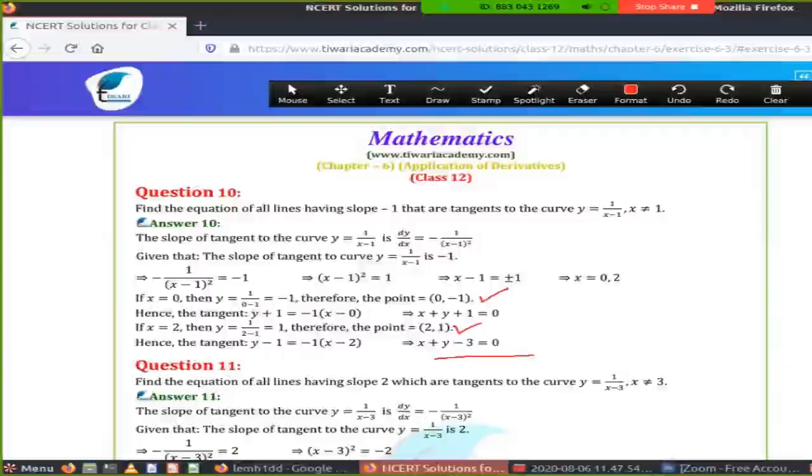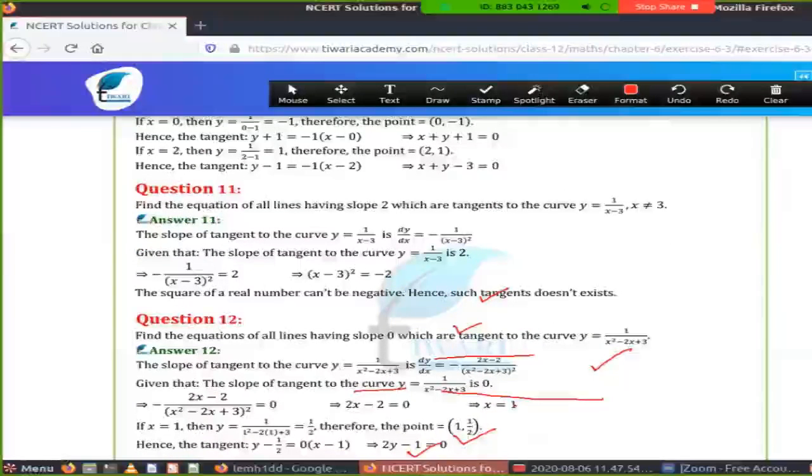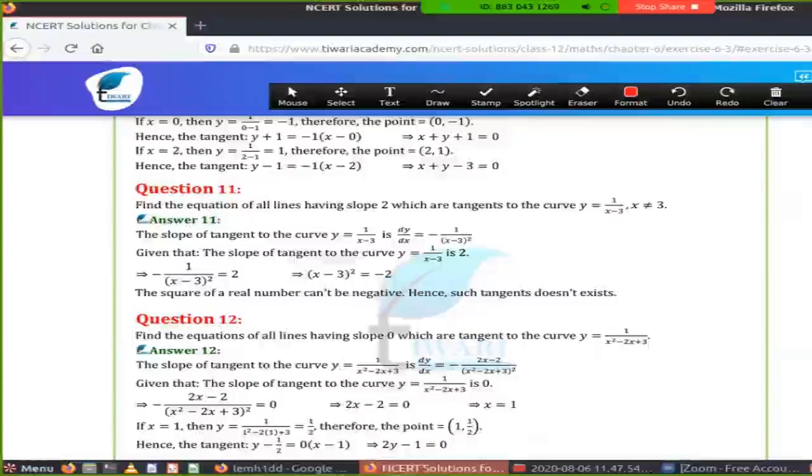Now question number 11, find the equation of all lines having slope 2. I think this is the same one. Again, differentiate the function given as the equation of the curve, put it equal to 2 because both are slopes of the tangent, and get the value of x. The value of x will be equal to, let's see, what is the value of x? Let's check it.